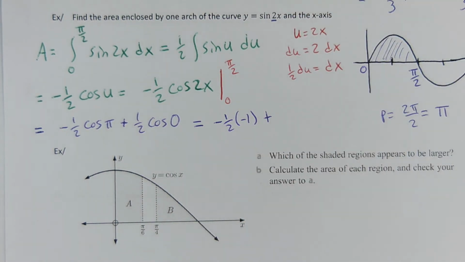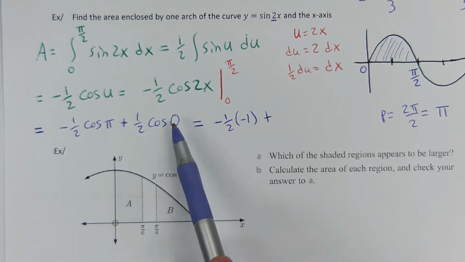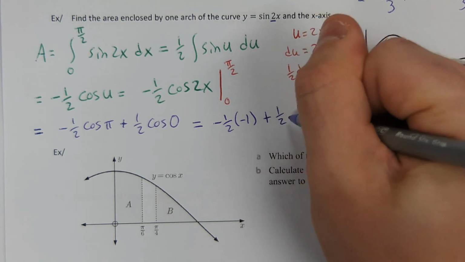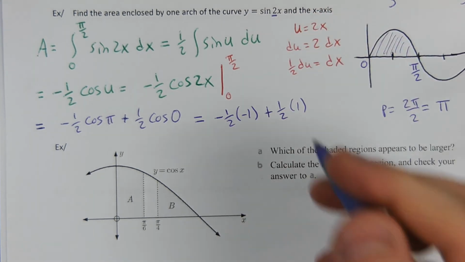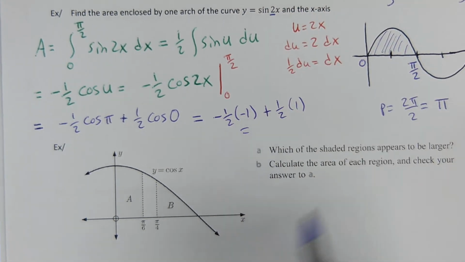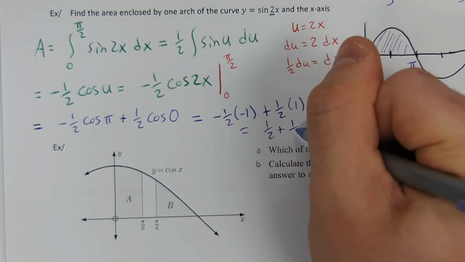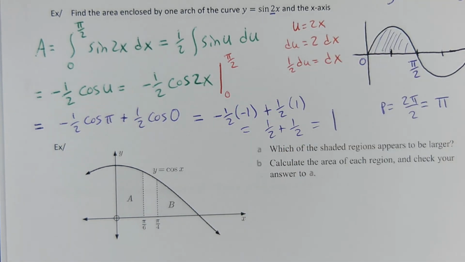plus, well, I already said it. Cosine begins at its maximum, so cosine of 0 is just 1. So that gives me 1/2 plus 1/2. The area beneath one arch of sine of 2x is equal to 1.